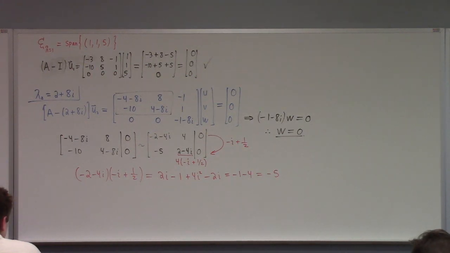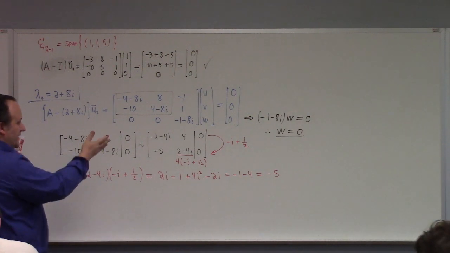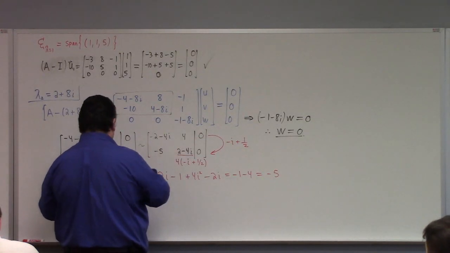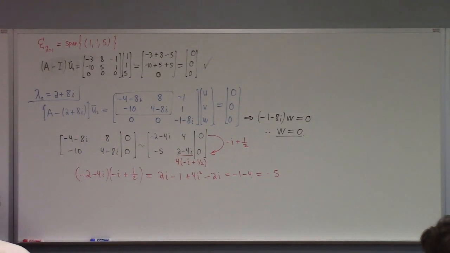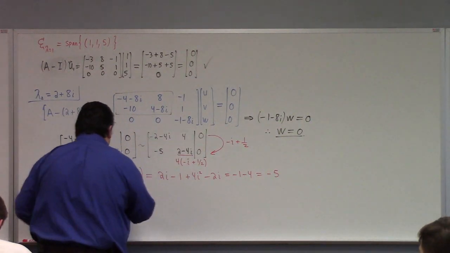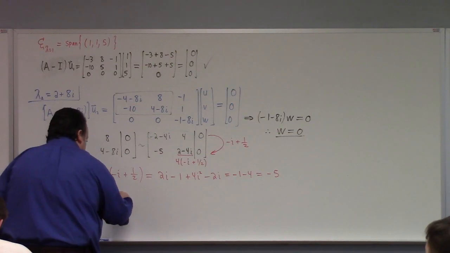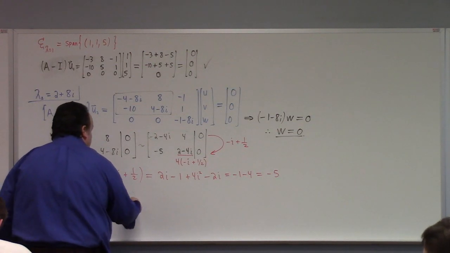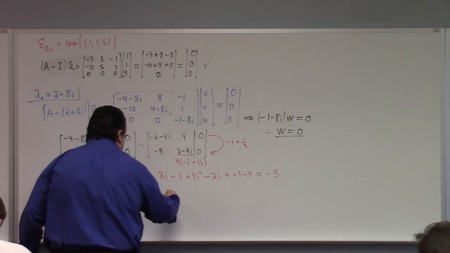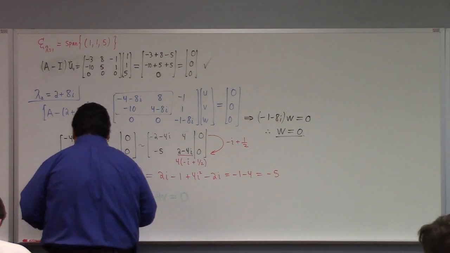So these are the same equation. To solve this pair of complex equations, we could pick either one. Either one will give us the solution set. I personally like the top equation, so I'll pick this one. That tells me that minus 2 minus 4i times u plus 4 times v equals 0.